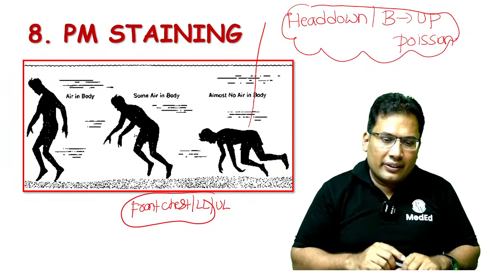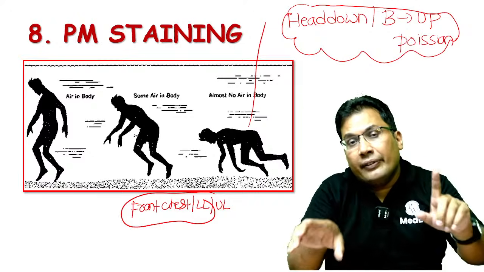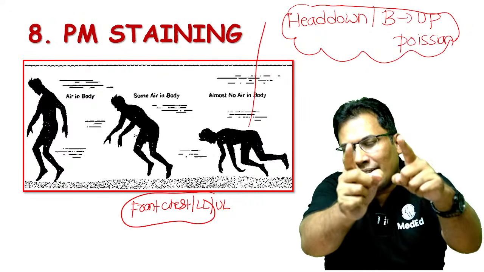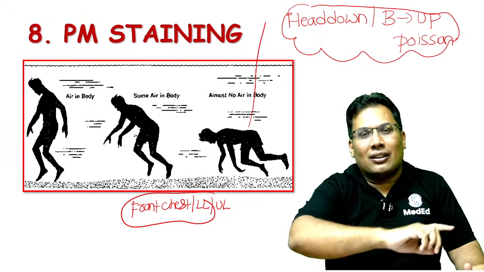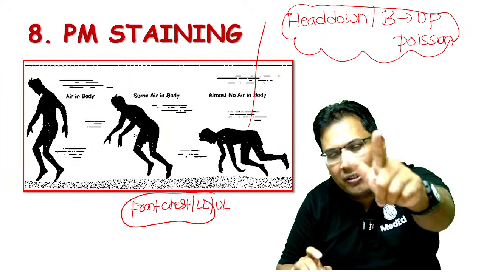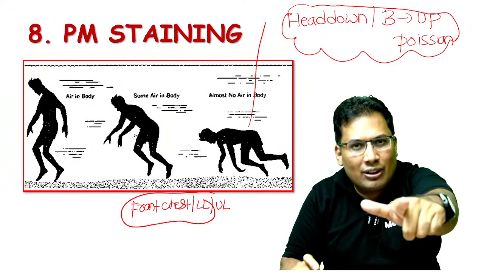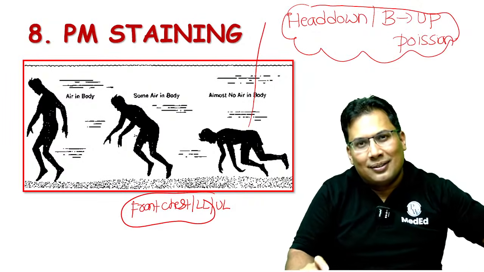Is it okay, guys? So if you write all these points, you will get a distinction mark in forensic medicine. Take my word. Distinction mark, that means 75 out of 100. Not only 75 but also 80. Mark my word.